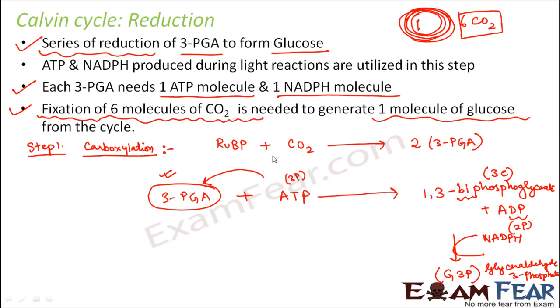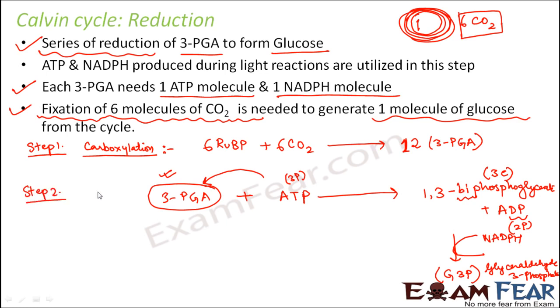Now if I say that it has to run 6 times, that means 6 times carbon dioxide will get added to 6 times RuBP, because every time there will be one new RuBP. So 6 RuBP plus 6 CO2 will give, this will also be 6 times. So 6 into 2 will be 12. So 12 molecules of PGA, that is phosphoglycerate, will be produced. So this would be step 1.